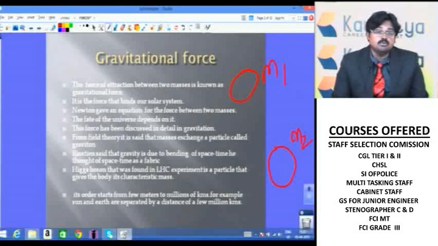These two bodies interact with each other by exchange of a particle. They exchange a particle, that is, m1 gives a particle to m2 and m2 gives a particle to m1. What is this particle? This particle is known as a graviton. This is a very important concept in field theory. According to field theory, two masses interact with one another because they exchange a particle.